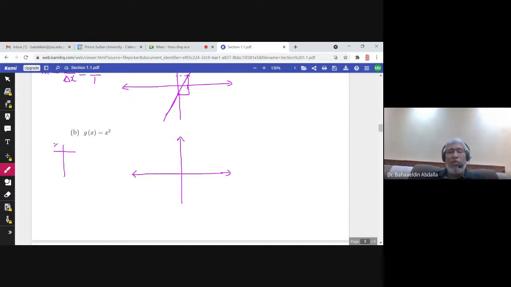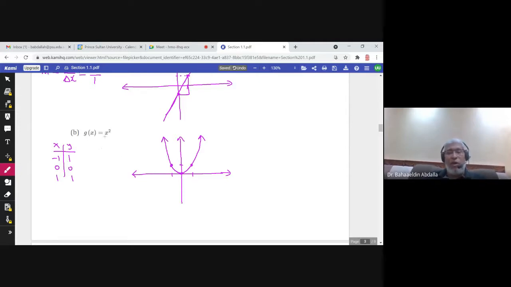If you do a table of coordinates, if you choose x = -1, y would be (-1) squared, which is 1. If you choose x = 0, y would be 0. So if x is -1, y is 1. If x is 0, y is 0. And if x is 1, y is 1. And it's a curve, so you connect these three points like this. And this is the graph of y equals x squared.